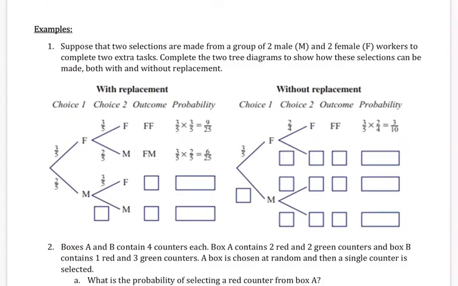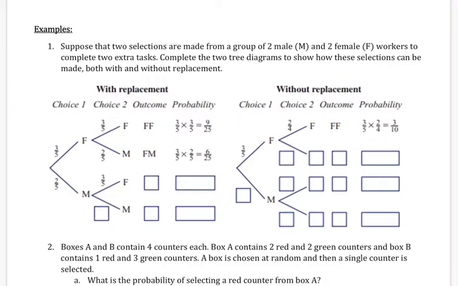So let's have a look at some examples. Suppose that 2 selections are made from a group of 2 male and 2 female workers to complete 2 extra tasks. We want to complete the 2 tree diagrams to show how these selections can be made both with and without replacement. So first we're going to look at with replacement.